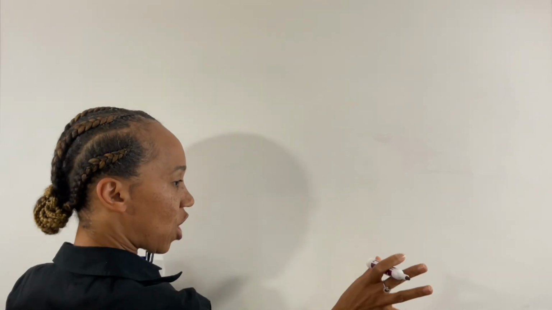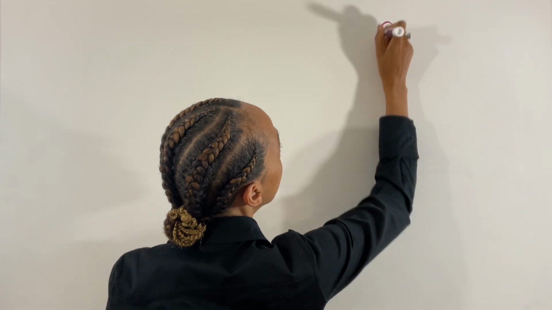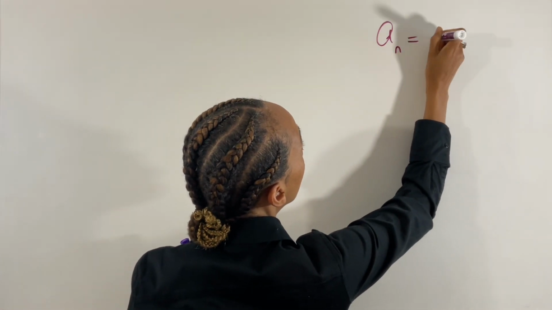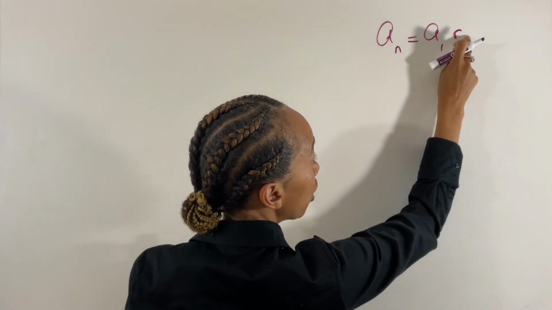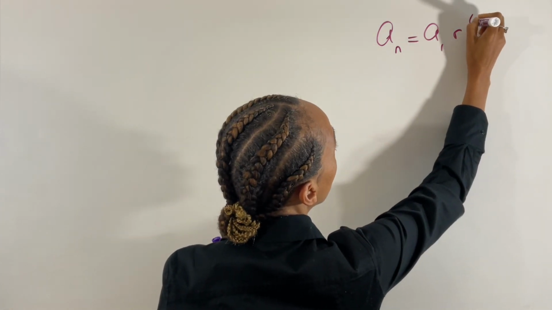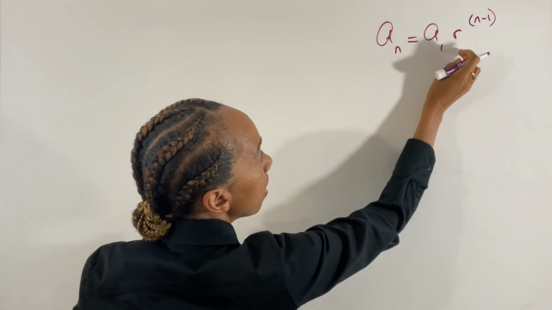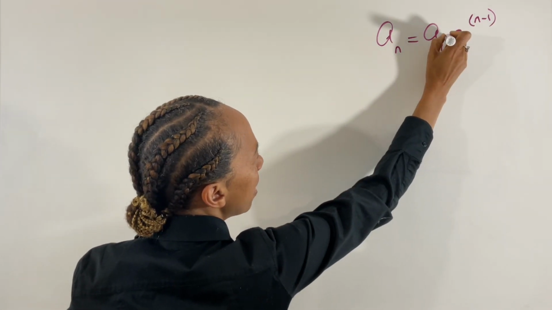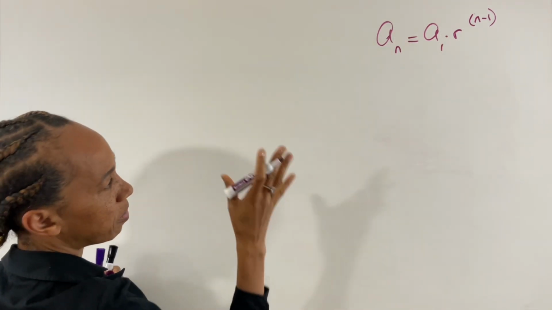So before we get started, I always tell my students, write down your formula. And the formula here is a sub n equals a sub 1, r is your ratio, and it's going to be raised to the n minus 1 power. And notice I'm raising it up because that's what it is. You could put a dot here to show that you're multiplying, but it's not really necessary. I'm just letting you know.